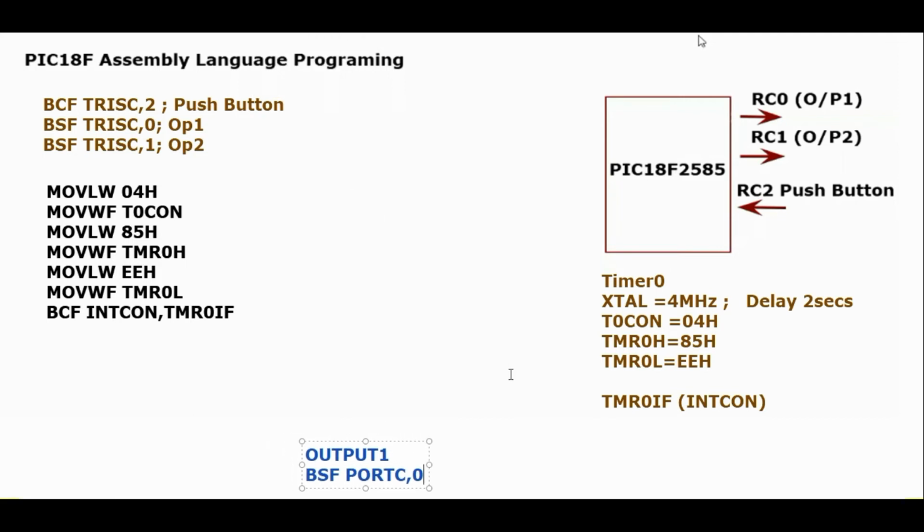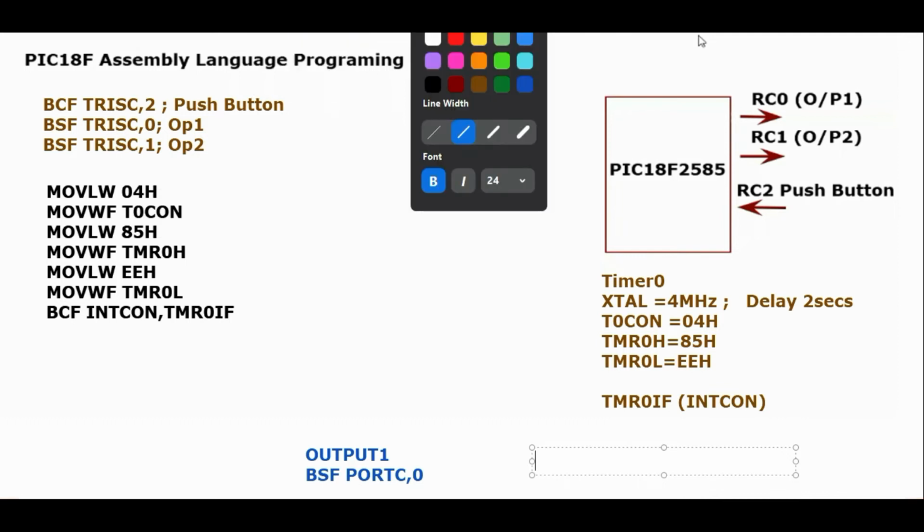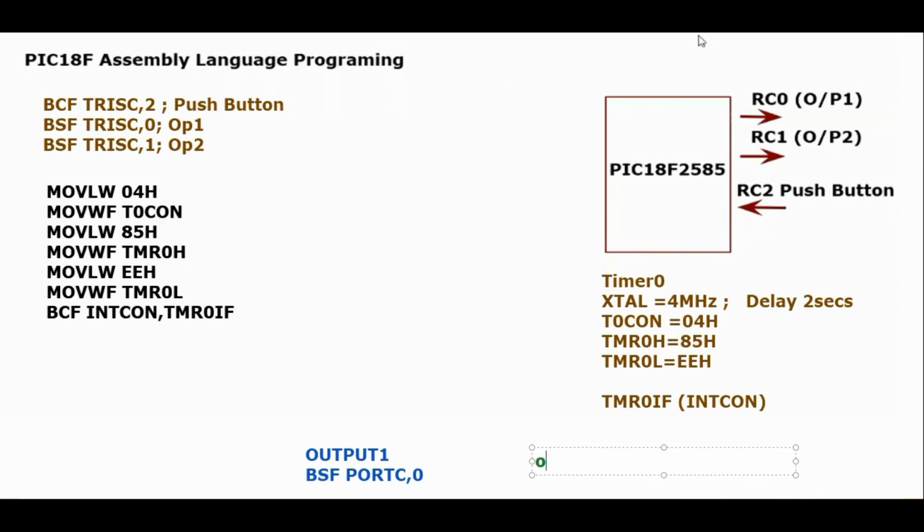And now I will also write another output, output 2, and in this output I am going to turn on the LED connected to RC1. So BSF PORTC comma 1. So these are the two possible outputs that we are going to utilize, either output 1, which I have written in blue color, or it is going to switch to output 2, which is written in green color, right?